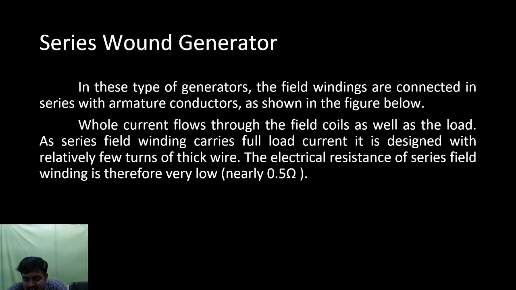The electrical resistance of a series winding is therefore very low, rarely above 0.5 ohm. In order to pass more current to the armature side from the supply, we should have a small amount of resistance in the series field winding. That's why we have a value as low as 0.5.